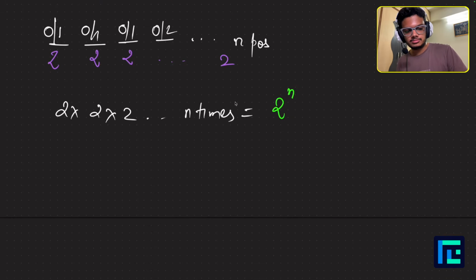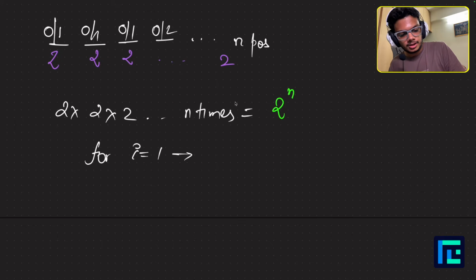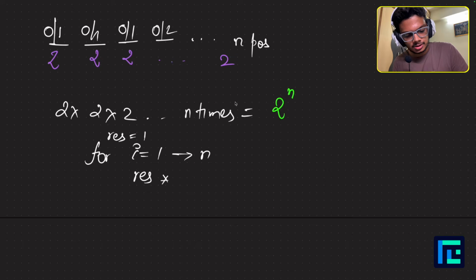So this question is very simple then, right? The code, like the pseudo code, if I write, it will be very simple. I equals 1 to n. You can maybe initialize the result here to 1, right? We just need to calculate 2 power n. So it will be result star equals 2, and you'll be happy, right?